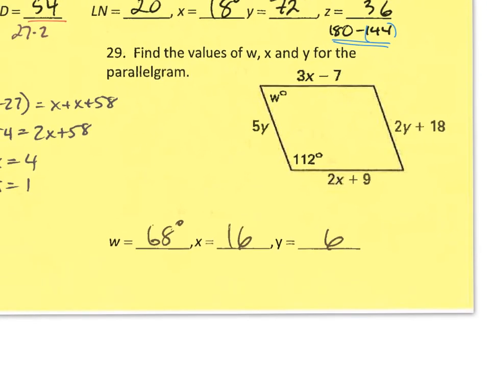29, parallelograms. Again, this is one of the first things we learned. But parallelograms have 5 properties. Opposite sides equal. So we'll highlight all the properties I need for this one. Opposite sides equal, right? And then the other property is that consecutive angles are supplementary, right? So consecutive angles means angles that are next to each other. So W and 112 would fall into that category. Those are supplementary. They make 180 degrees. That's why W is 68. X should be 16. And then 5y. These are pretty simple equations to solve.